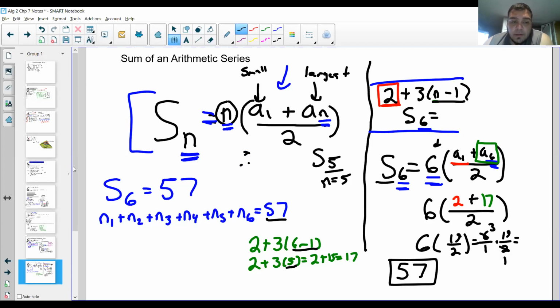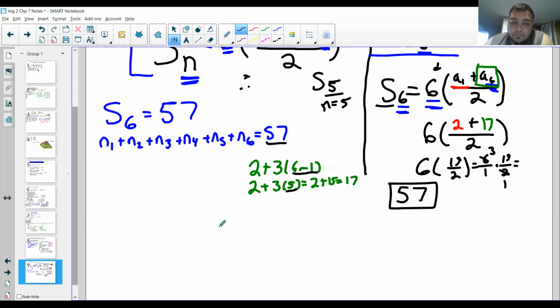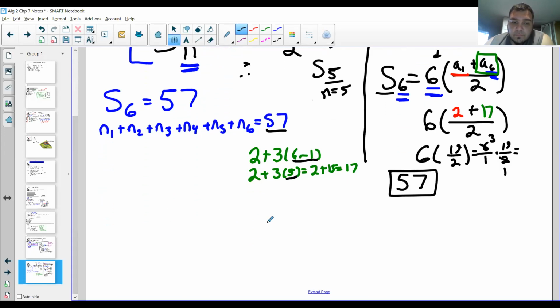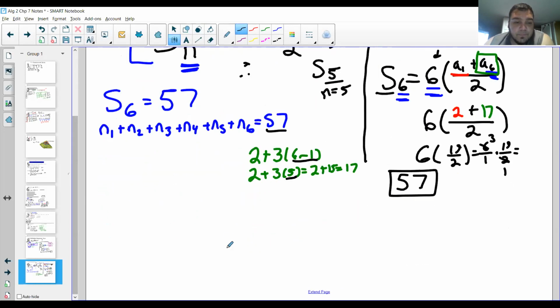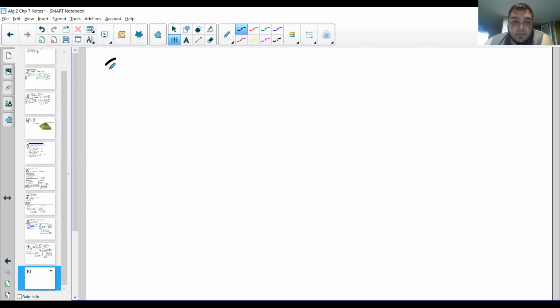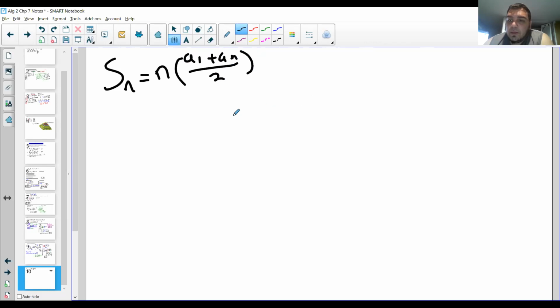Okay, all right, let's do some examples. I'll rewrite the equation just for us. S of n equals n times a1 plus an over 2. So let's say I have an equation where the pattern is a of n equals 5 plus 2 times n minus 1.